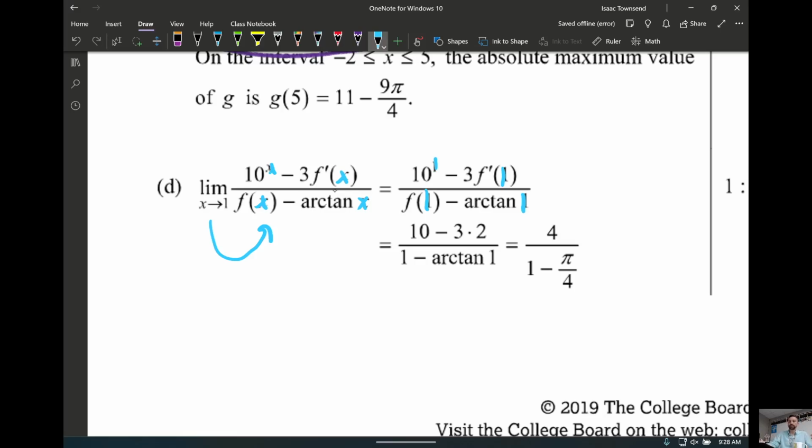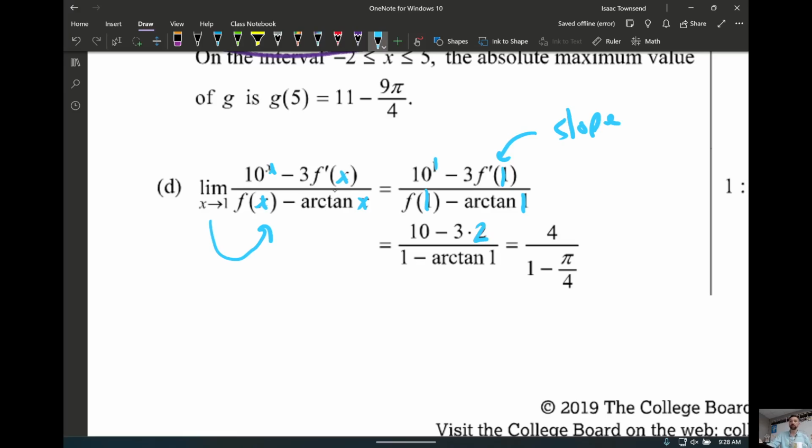So 10 to the first is 10. Now f prime of 1, this is not arithmetic. How are you supposed to know the derivative of f at 1? Okay, what about the graph? Slope. Right. Remember, derivative means slope. So you go to the graph, look at the slope at x equals 1, and that was 2.